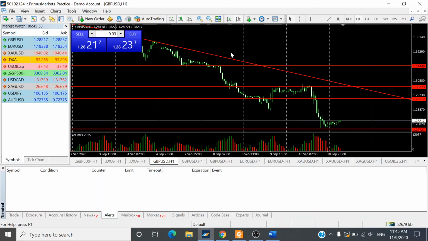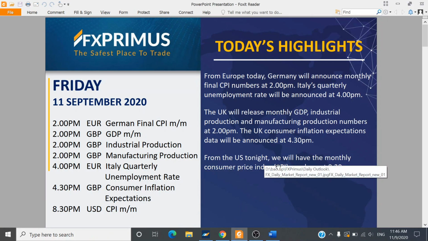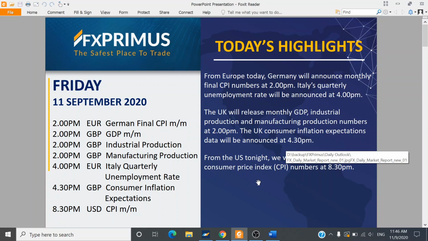Let us move back to the news and economic calendar before we come back to analyze in detail on the technical charts. So for today, the economic calendar is mostly focused towards the Eurozone and also towards the UK. At 2 p.m. we will be having the German final consumer price index data, and at 2 p.m. again, but this time from the UK, we will be having the monthly gross domestic product and also the monthly industrial production and manufacturing production numbers. Towards 4 p.m. we will be having Italy's quarterly unemployment rate data, and towards 4:30 p.m. we will be having consumer inflation expectations from the UK.